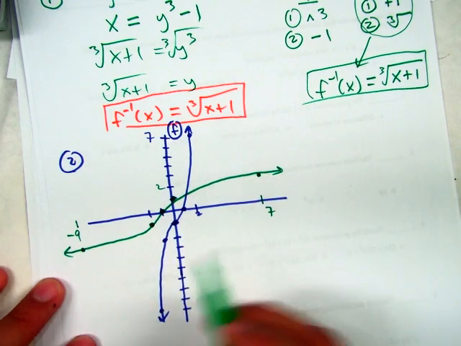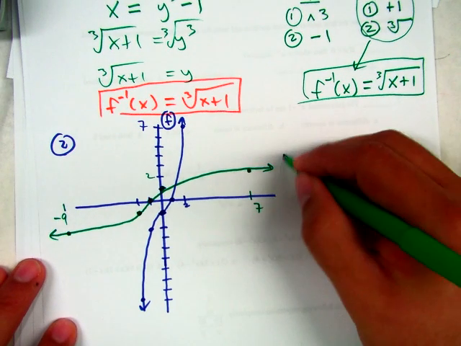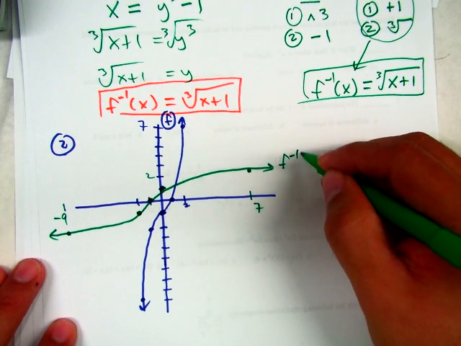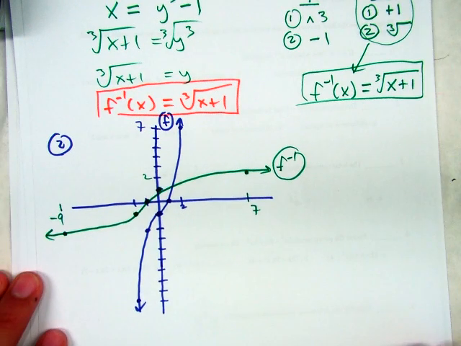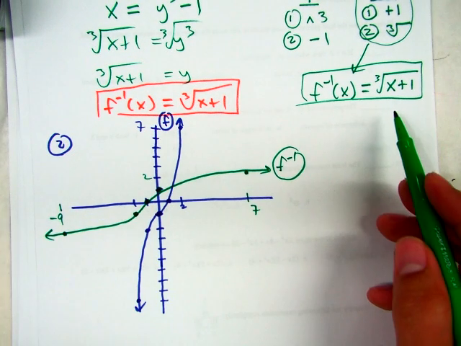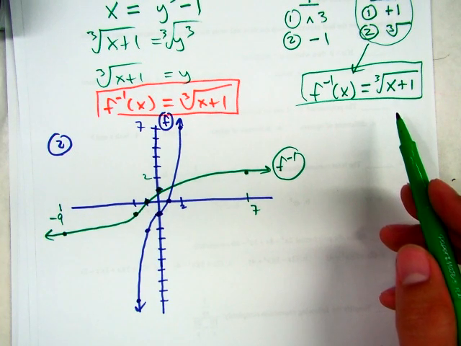So this green graph right here is the inverse graph. And you know what? I didn't even have to make a table for it or do anything. If I know what the original looks like, I know what the inverse looks like. Okay? Do you guys notice anything else?